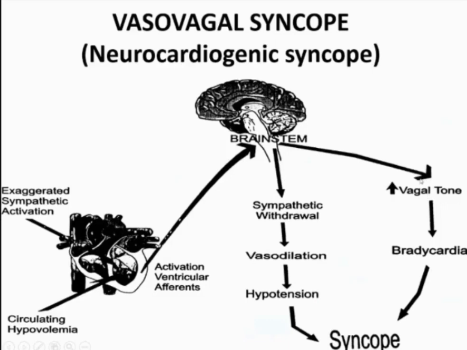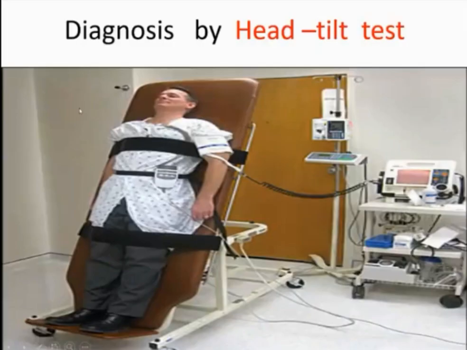Okay, but sympathetic withdrawal will cause vasodilatation and hypotension, and the increase in the vagal tone will cause the bradycardia. So we will have either cardio inhibitory, a bradycardia pause of more than 3 seconds being diagnostic, or hypotension of more than 50 millimeters of mercury. Okay, and this leads us to syncope.